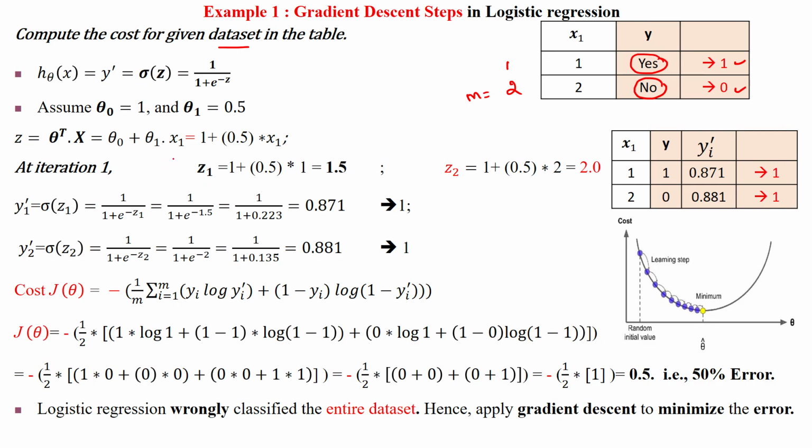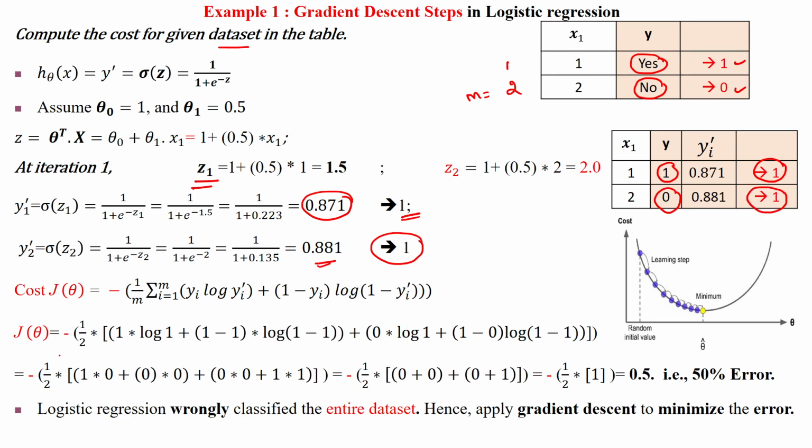Here, when you apply the sigmoid function for sample number 1, you get 0.871, which is transformed into 1 as per the sigmoid activation function. Sample number 2 is also predicted as a 1. So for sample number 1, the actual output is 1 and the predicted output is also 1, so it is correctly classified. For sample number 2, the actual output is 0 and the predicted output is 1, so it is wrongly classified.